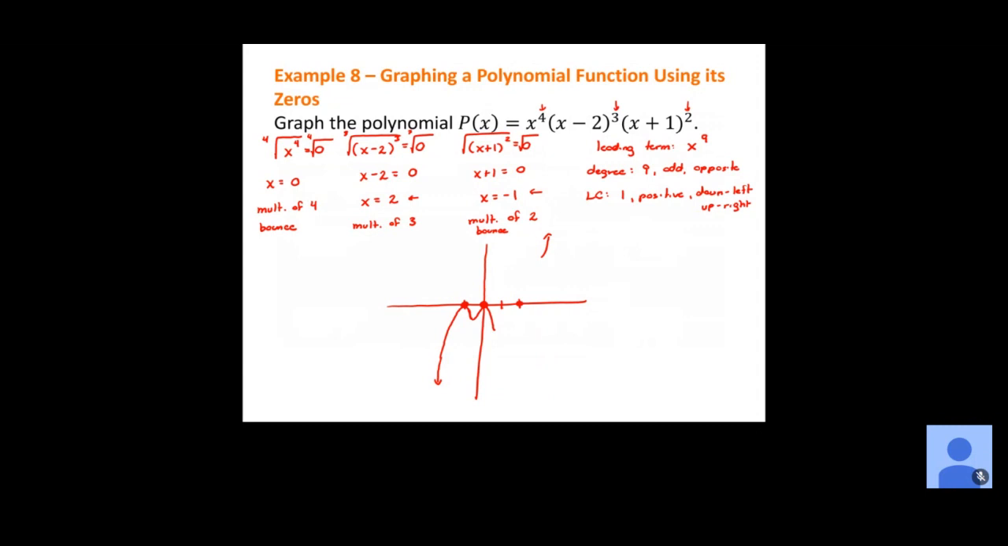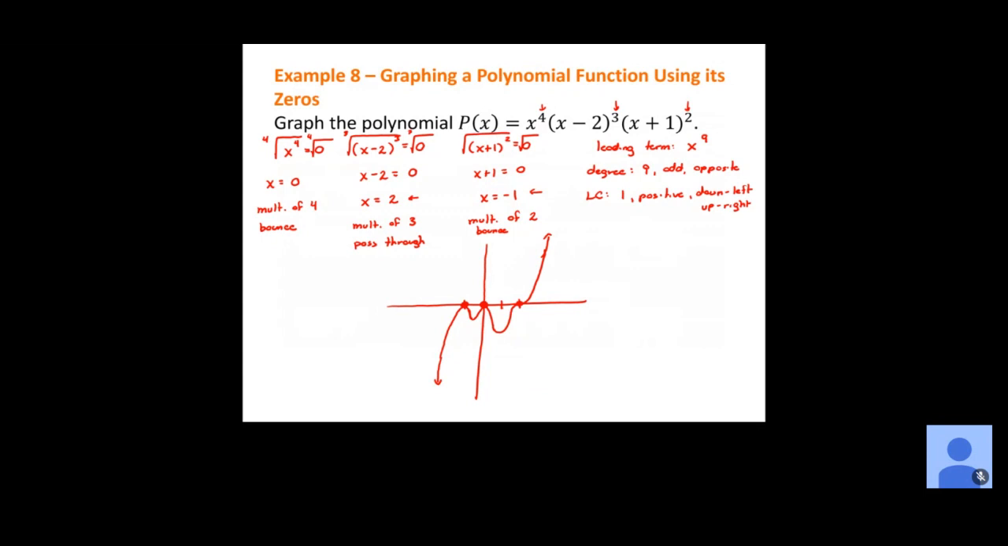Positive 2 has a multiplicity of 3, which is odd. So I know that this one is actually going to pass through that point. Now, because it's greater than 1, though, right? The multiplicity is 3. It's an odd value. It passes through. But we need to make sure that it kind of levels out at that point rather than going straight through at that point. So it's going to come up like this. It's going to kind of level out. And then it's going to continue up and connect to our end behavior. And so that would be a rough sketch of what this graph would look like.